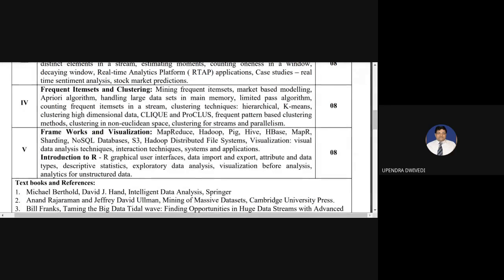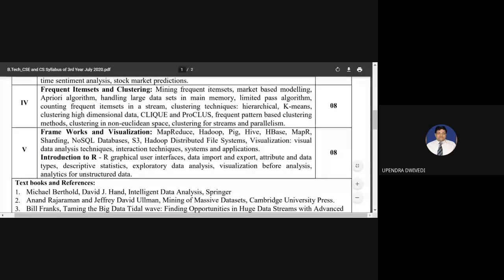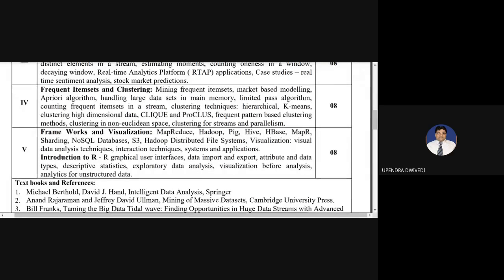We'll discuss it. And now we'll move towards unit 5. Unit 5 is basically about frameworks and visualization: whatever frameworks are available to process the data set, how you can analyze the data stream, and how you can visualize it in real time. We'll go through the Hadoop MapReduce system, and then discuss Pig, Hive, HBase, MapR, NoSQL databases, the Hadoop distributed file system, and visualization.